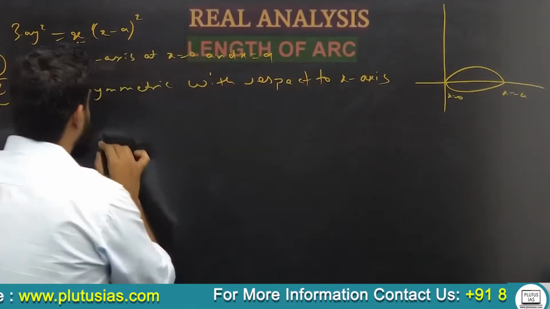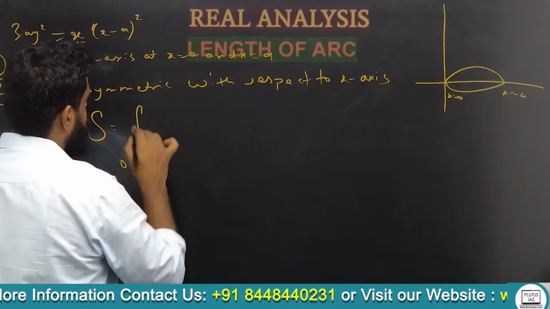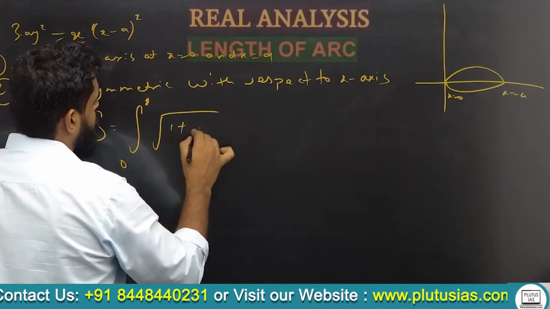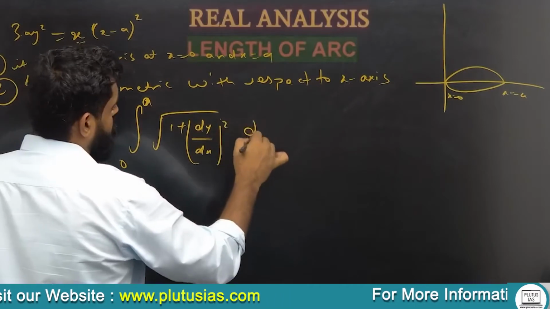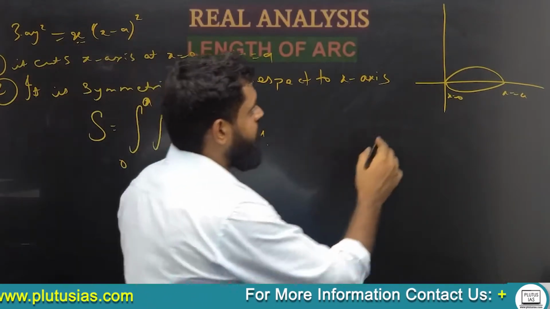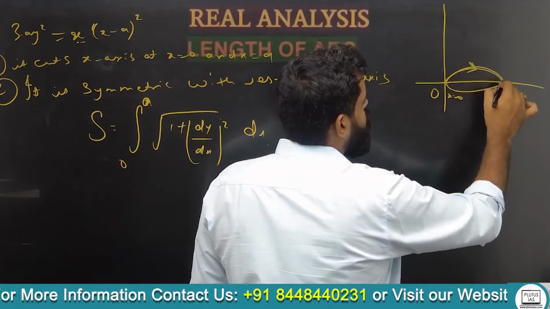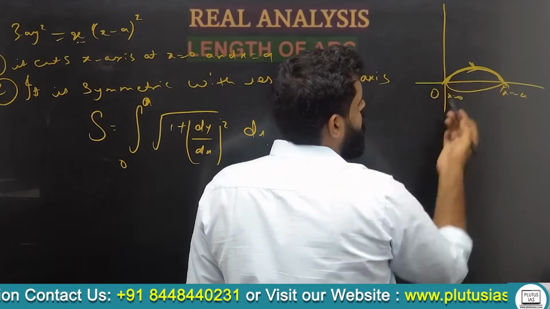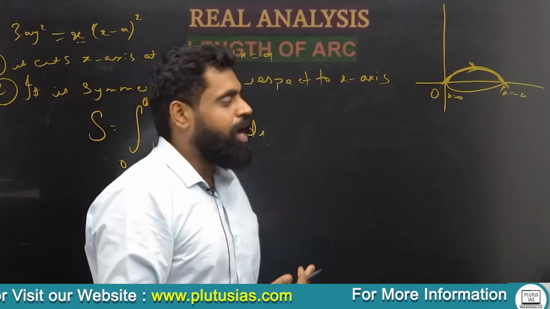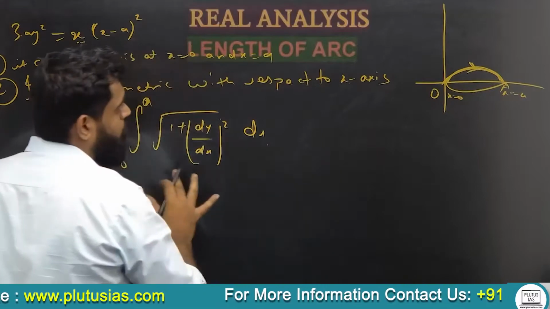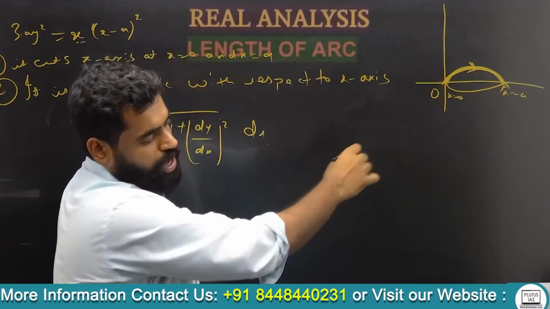Okay, so what would be s here? As I use the formula, s would be the integration from 0 to a. So if I say this is OA, I'll get this length only. If I use this formula, I'll get this length. Since it is symmetric about the x-axis, we can multiply it by 2. So by using this formula, I get the length of the arc OA, but we need to find the length of the arc of the whole loop.